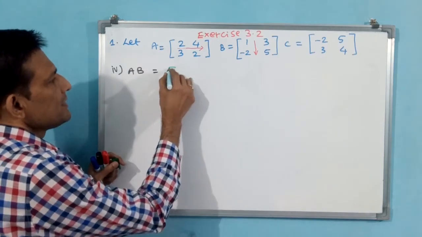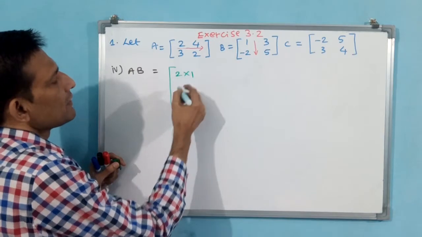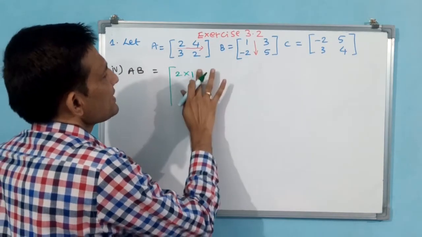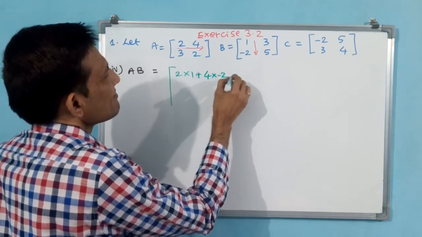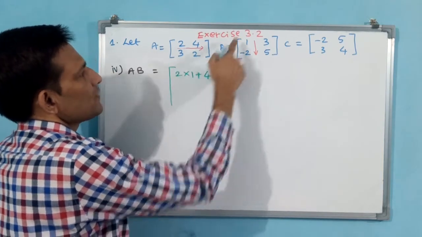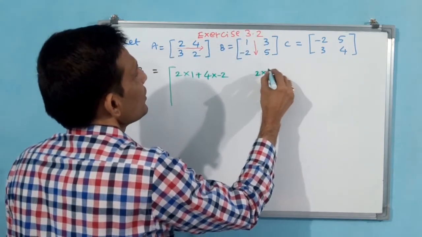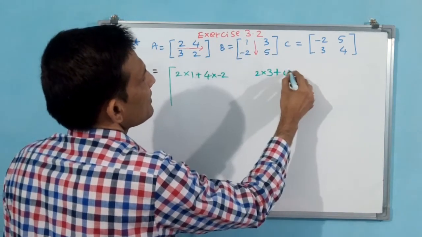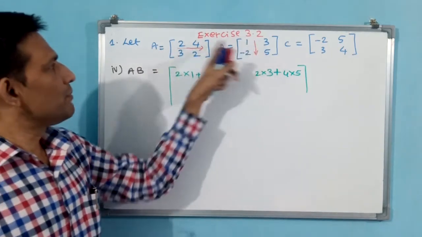Okay. Let us see. First row, first column, 2 into 1 plus 4 into 2 minus 8. Shall I write minus? No, you write 4 into minus 2. 4 into minus 2. First row, first column. Okay. Now first row, second column here. 2 into 3 plus 4 into 5.